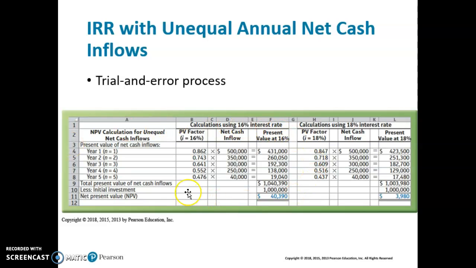And here it is with unequal net cash inflows. You've got to use a trial and error process and just keep trying it out till you get close, and then at the end you use interpolation to find out what the actual percentage is. I honestly think it's way too much work, and this is for a computer to do.